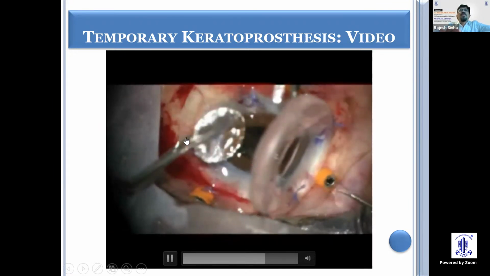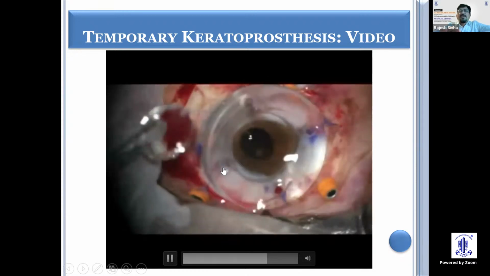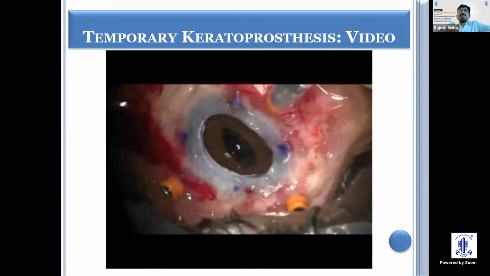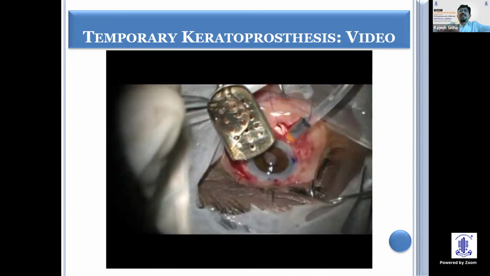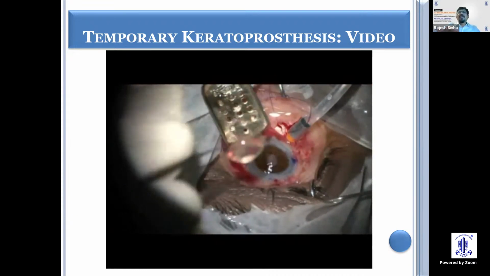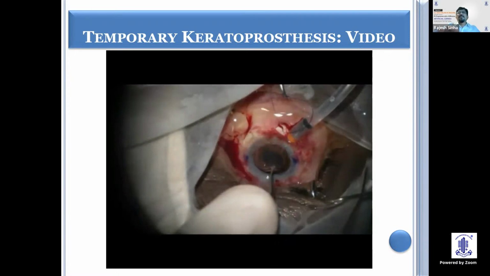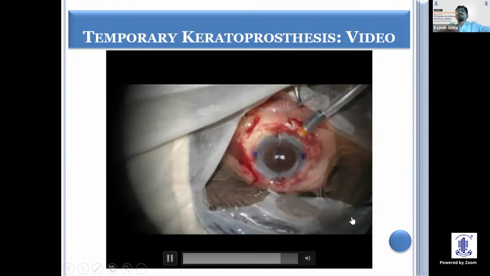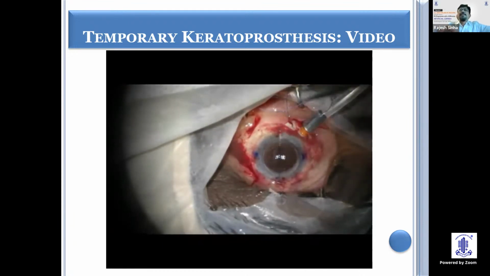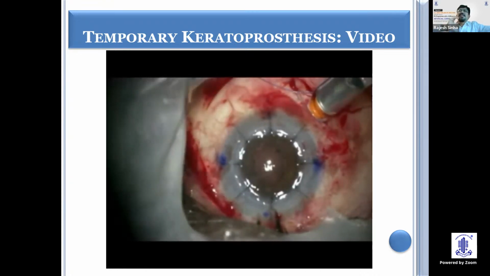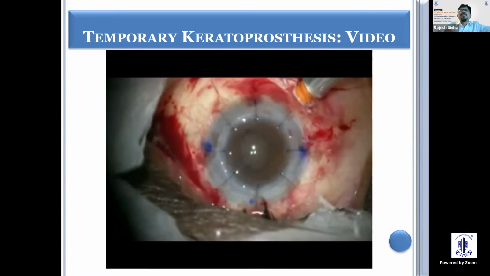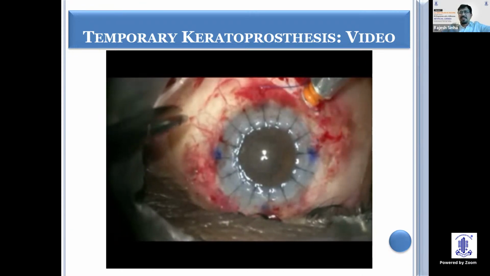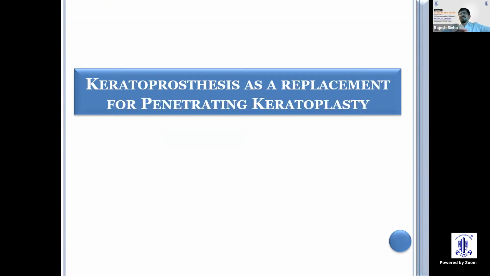So you can see here, this is a broken IOL that had fallen behind. And now you remove all the sutures, remove the temporary K-Pro, and then you place this donor lenticule, and then pass multiple sutures, first 4 sutures, then the remaining 8 sutures, and the next 8 more. 16 sutures will be placed, and that is the end of the procedure. So this is the use of a temporary keratoprosthesis, and it is quite an important thing.